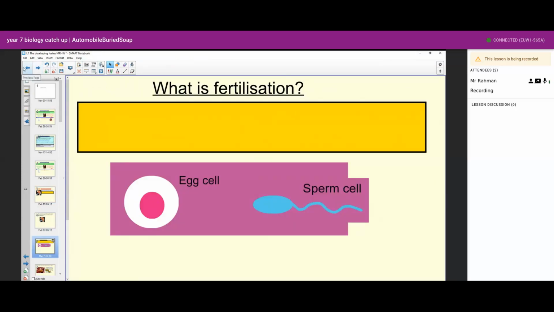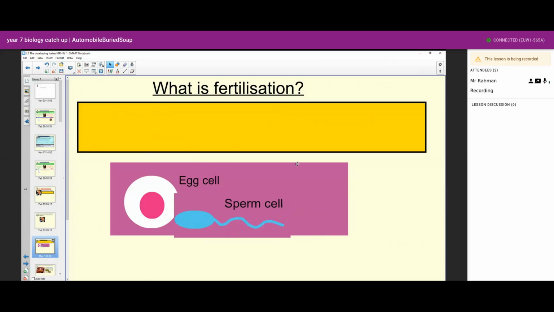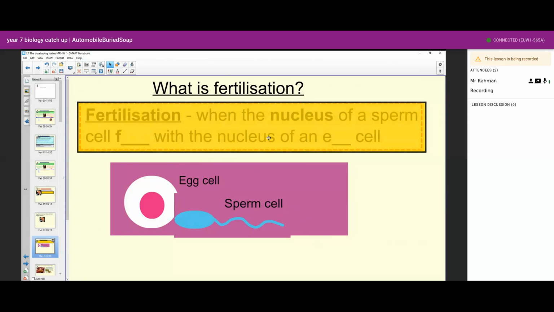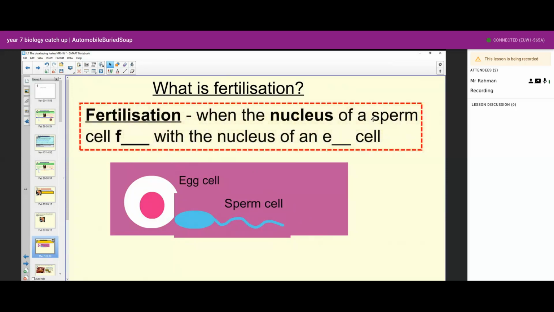Before we look at the fetus in more detail, we need to recap what we mean by fertilization. In fertilization, we have an egg cell and a sperm cell. The sperm cell fuses with the egg cell. The egg cell comes from the mother, and the sperm cell comes from the father. They fuse to make what's known as a zygote. So fertilization is when the nucleus of a sperm cell fuses with the nucleus of an egg cell. Fuses means to join.